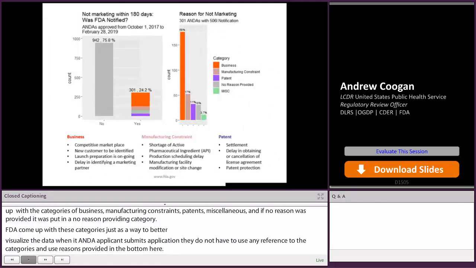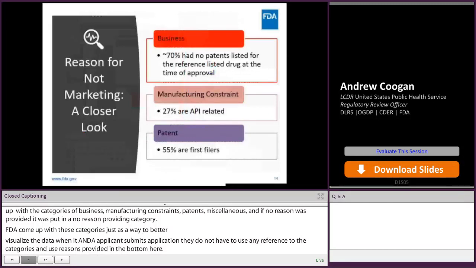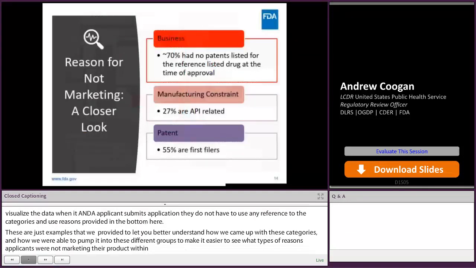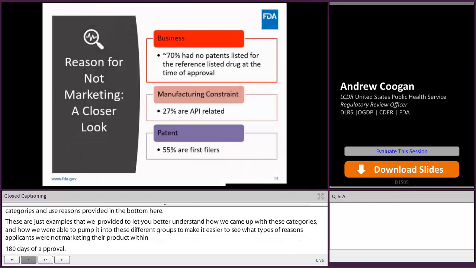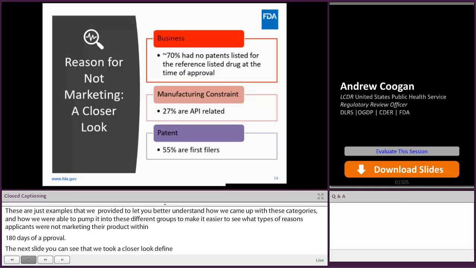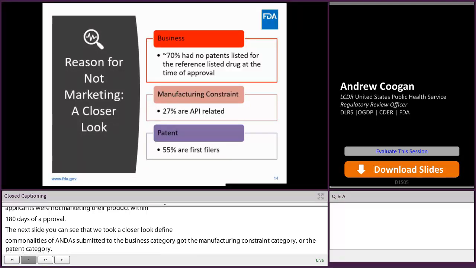In this next slide, you can see that we took a closer look to find commonalities of ANDAs that submitted notification that fell into either the business category, the manufacturing constraints category, or the patent category. And so 70% of ANDAs that provide a reason that we deem to be under the business group, 70% of those ANDAs had no patents listed for the RLD at the time of approval.